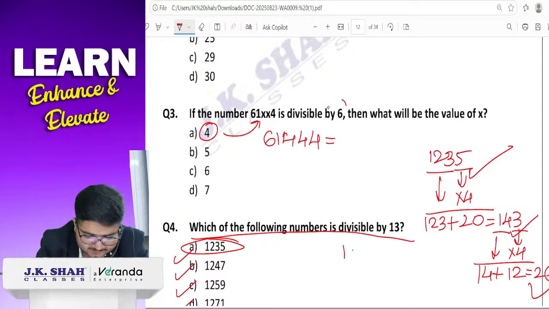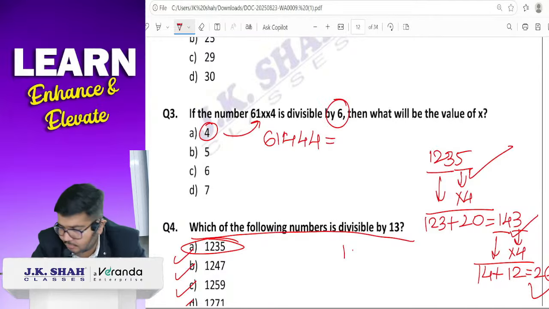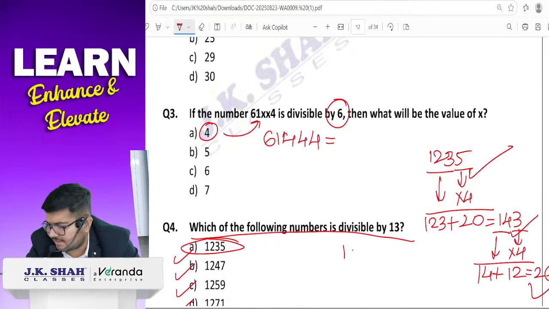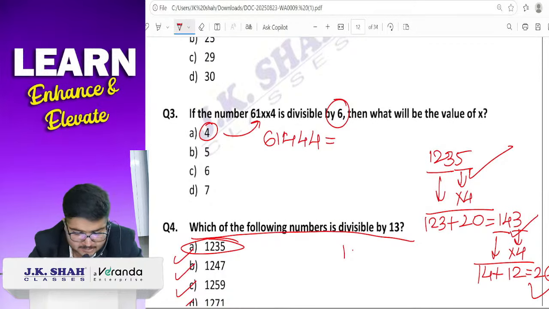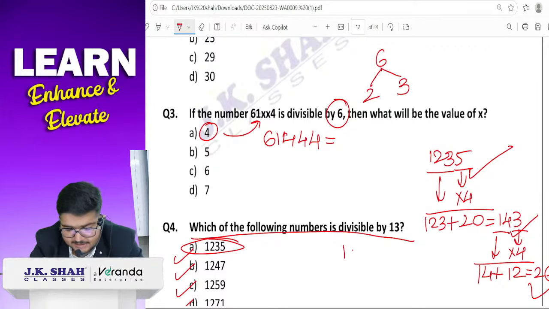Now I will check divisibility of 6, because they told that this number is divisible by 6. Let us check if it is divisible by 6 or not. What was the divisibility rule of 6? You have to apply the divisibility rule of 2 and the divisibility rule of 3.